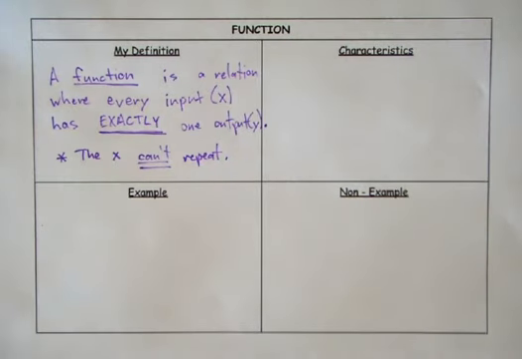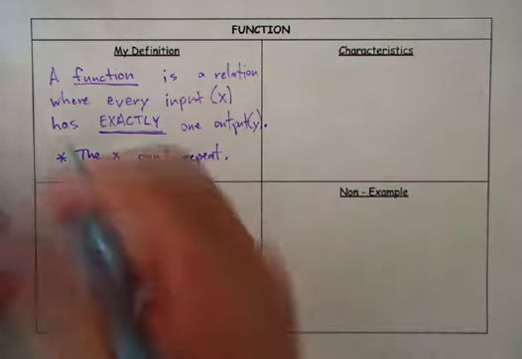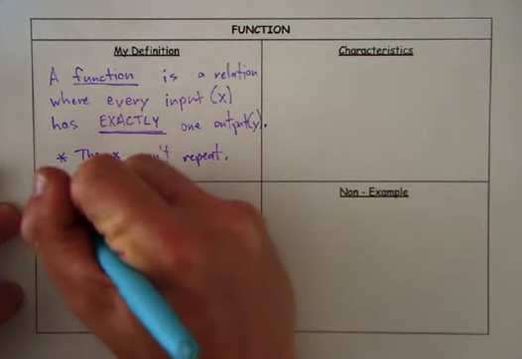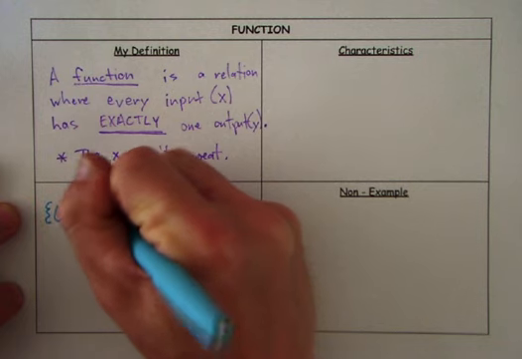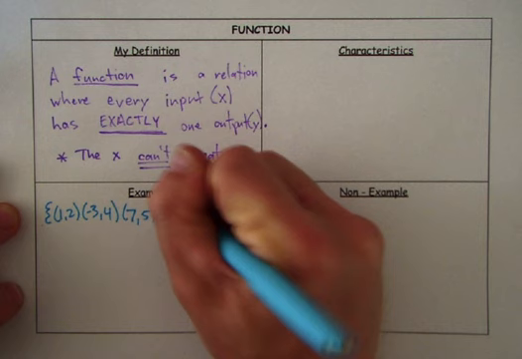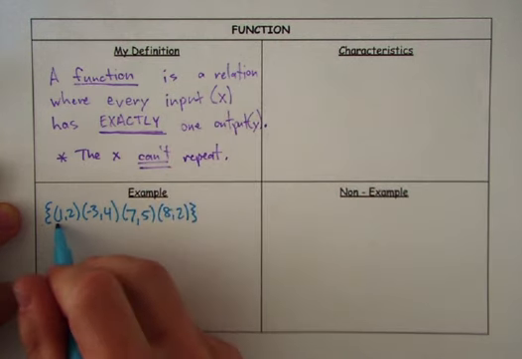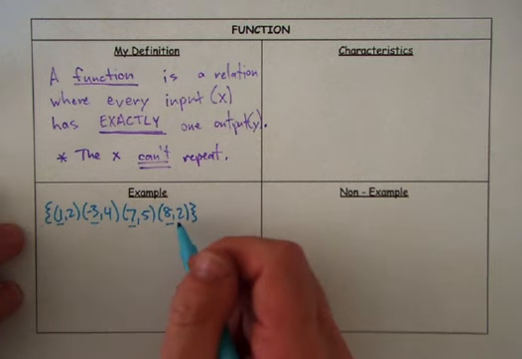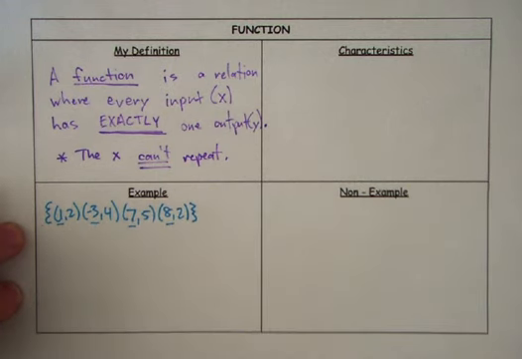Well, what are some examples of functions? We're going to skip down here. Well, what if I had a set that looked like this? 1, 2, -3, 4, 7, 5, and 8, 2. Now, we have a 1, a -3, a 7, and an 8. Does the x ever repeat? No. So that means it's a function.